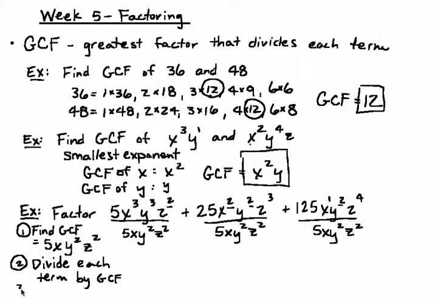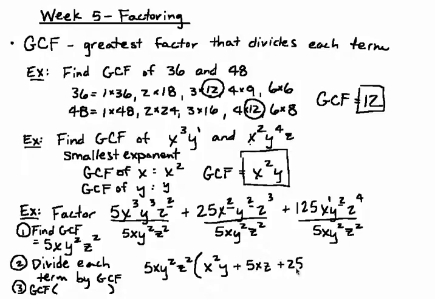And then our last step is to write the GCF on the outside with what's left over after you divide on the inside. So our final answer is 5x y squared z squared times whatever we have after we divide, which would be x squared y plus 5xz plus 25z squared.